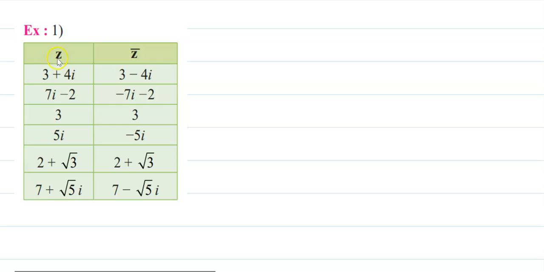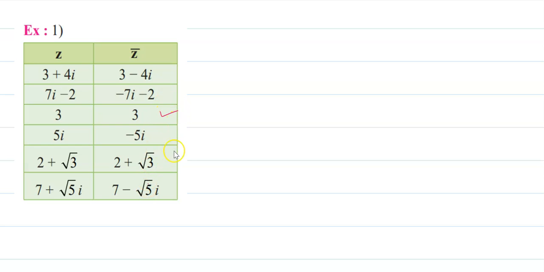Now see this here, z is the complex number, and this is its conjugate. 3 plus 4i, change the sign of 4i, it's the imaginary part. 3 minus 4i, it's the conjugate. 7i minus 2, again here we only change the sign of 7i, minus 7i, keep this as it is. 3 is a real number. 5i, minus 5i. 2 plus root 3 is a real number, keep it as it is. 7 plus root 5i, change the sign of this imaginary part, that is 7 minus root 5i. These are the complex numbers.